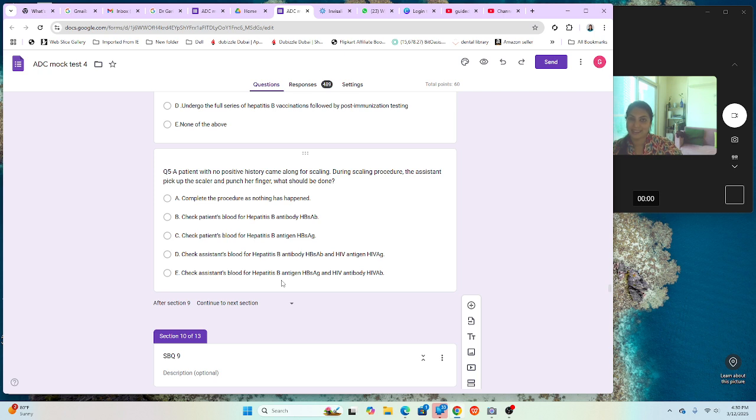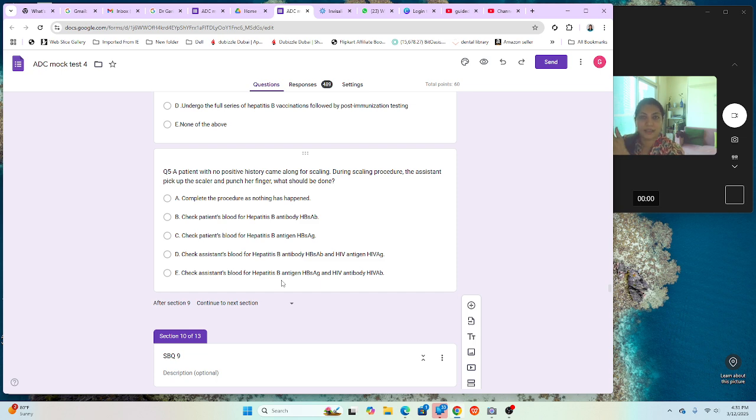So the scaling procedure has started. The scaler has touched the patient. Probably there is some contamination on the scaler. Maybe there was blood while scaling. And then the assistant picks up the scaler, punctures her finger, and probably there is a little blood contact with the assistant as well. What should be done? Complete the procedure as if nothing has happened. That's horrible. No, you should not do that. Check patient's blood for hepatitis B antibody. Check patient's blood for hepatitis B antigen. Check assistant's blood for hepatitis B antibody and HIV antigen. Check assistant's blood for hepatitis B antigen and HIV antibody.